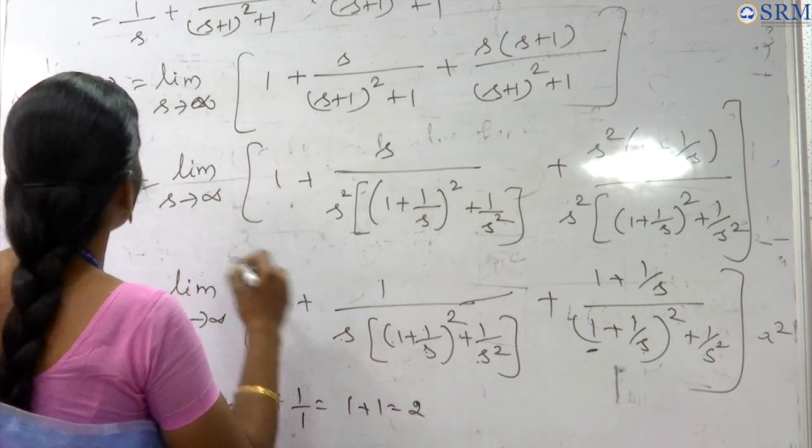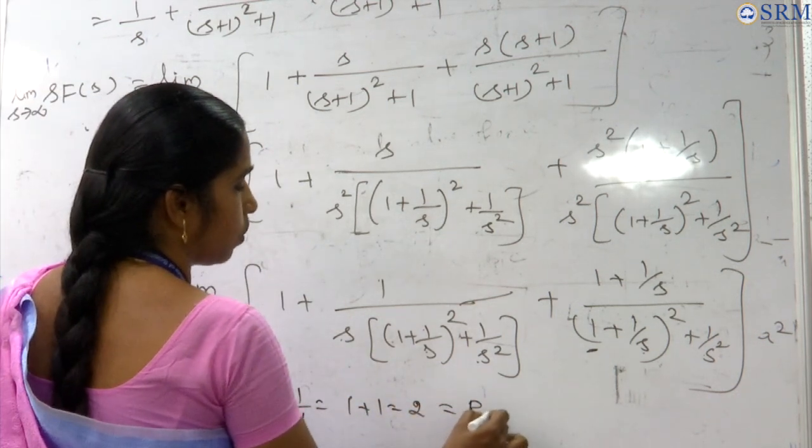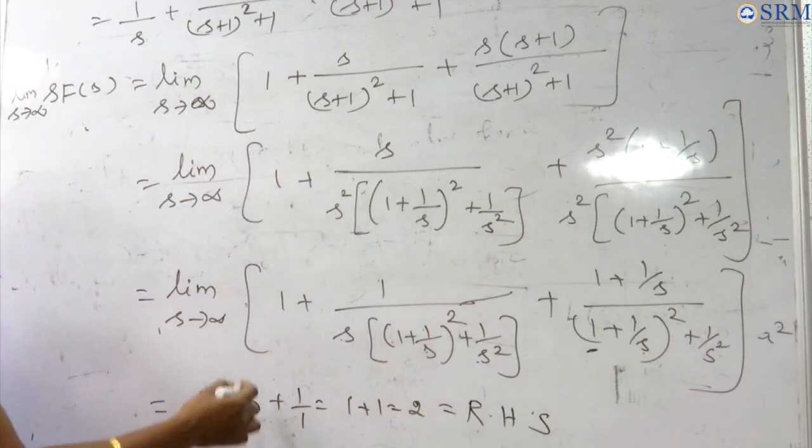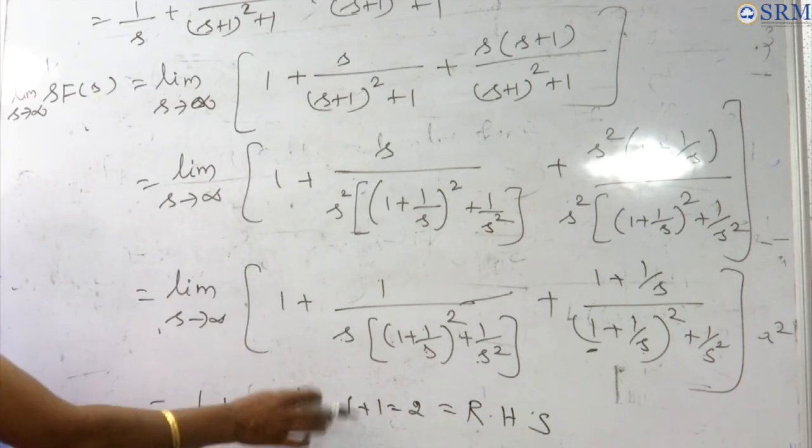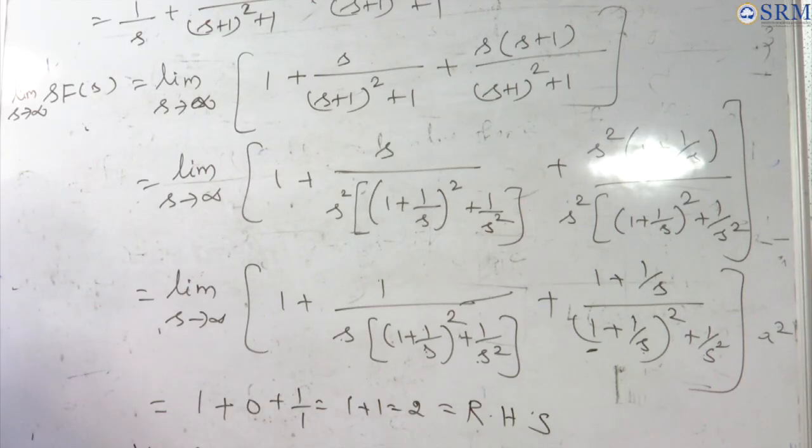So this is the RHS part of the initial value theorem. So LHS also 2, RHS also 2, verified the initial value theorem. Both the values are equal to 2. Same way you apply the final value theorem.